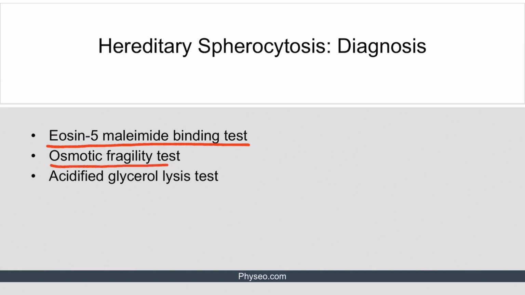The osmotic fragility test and acidified glycerol lysis test use the fact that spherocytes are more susceptible to hemolysis to diagnose the disease. The red blood cells are exposed to hypotonic solutions, which cause the red blood cells to take up the solution as they try to equilibrate. Since spherocytes are more fragile, they will burst. However, these tests are not very sensitive or specific, so typically the eosin-5-maleimide test is preferred.